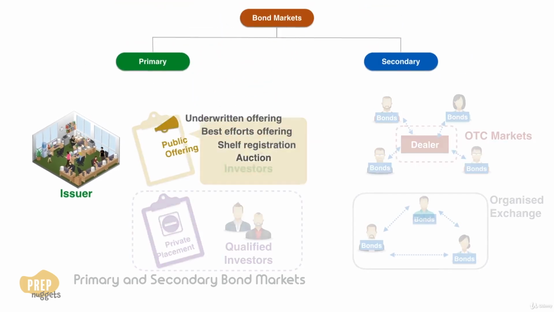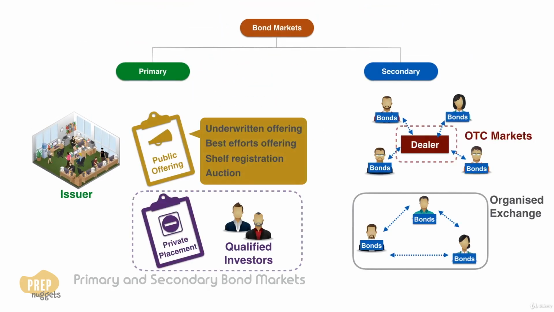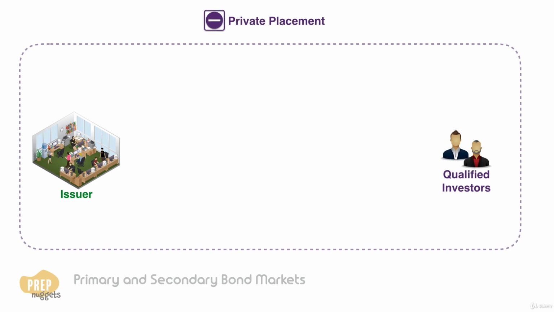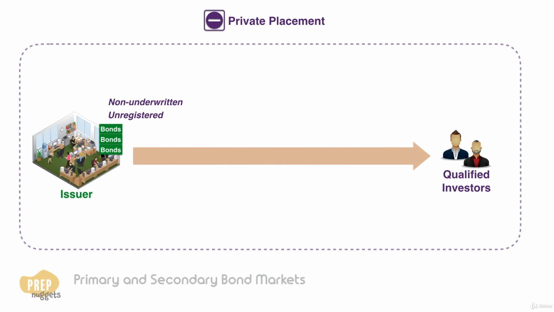Besides public offerings, another way to issue bonds in the primary market is through private placements. A private placement is typically a non-underwritten, unregistered offering of bonds. The placement can be direct between the issuer and the investors, or through an investment bank.